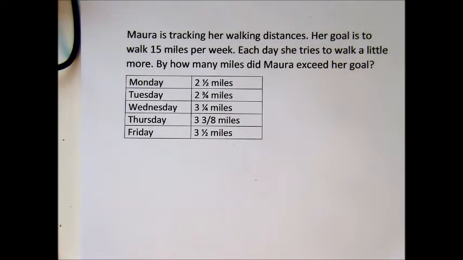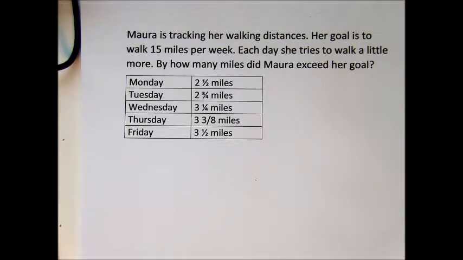Now, before I solve this problem, I want to make sure I understand it. Basically, Mara is keeping track of all of her distances. She set a goal for herself. She wants to walk 15 miles each week, and she's trying to walk a little bit more each day. Now, the tricky part is the last sentence, which is a question. By how many miles did Mara exceed her goal?